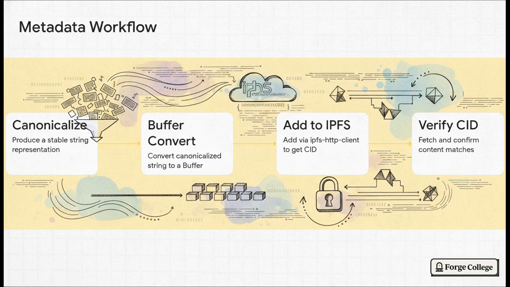Step 1. Canonicalize your JSON to get that perfectly stable string. Step 2. Convert it to a buffer because IPFS stores binary content under the hood. Step 3. Add it to IPFS via the ipfs-http-client. And crucially, step 4. Verify the fetched CID by reading it back and confirming it matches the original. Honestly, it's your ultimate sanity check before going live.